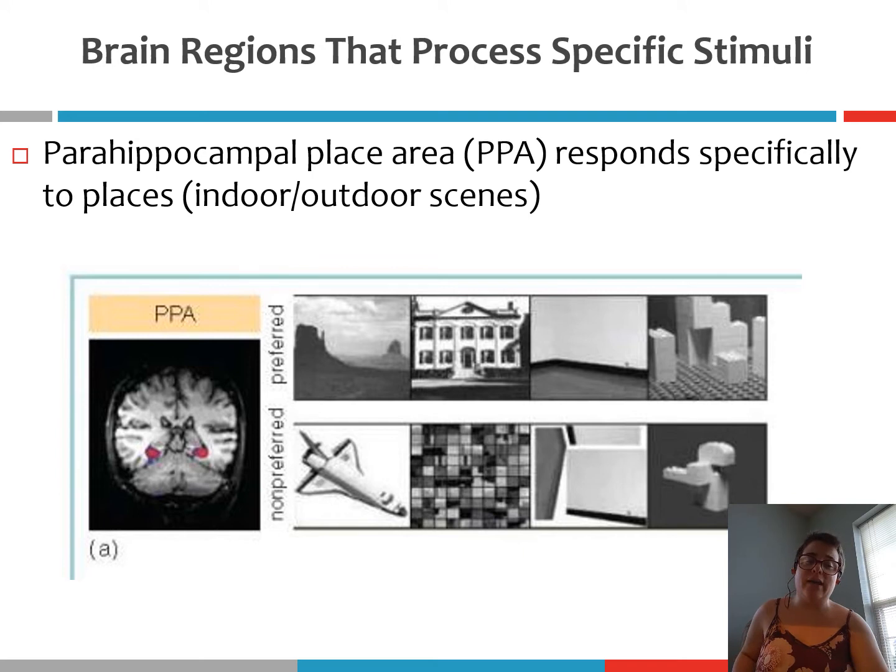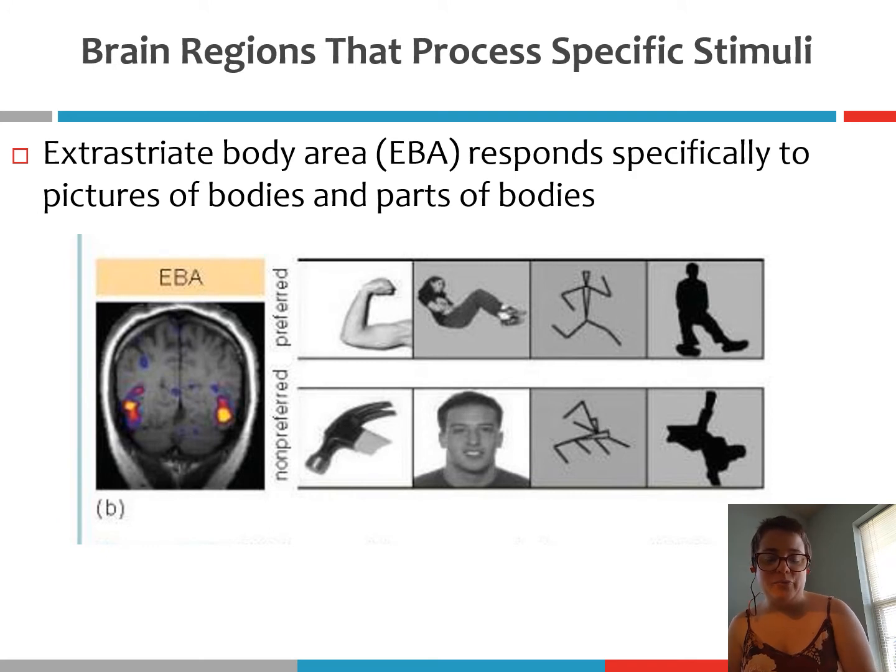There is also another region of the temporal lobe called the parahippocampal place area. And if we stick people into a brain scanner and show them pictures of places or indoor and outdoor scenes, they show increased activation in this particular region, whereas they don't show increased activation when they're looking at everyday objects, right? So again, we have evidence that there's another brain region that seems to be specialized in perception of indoor and outdoor scenes in the parahippocampal place area.